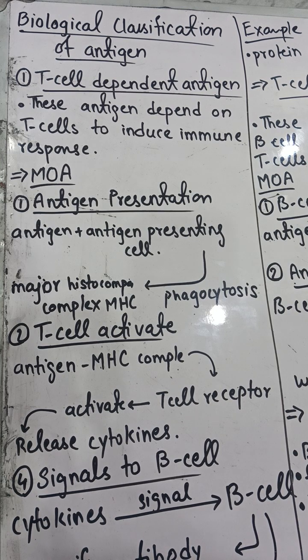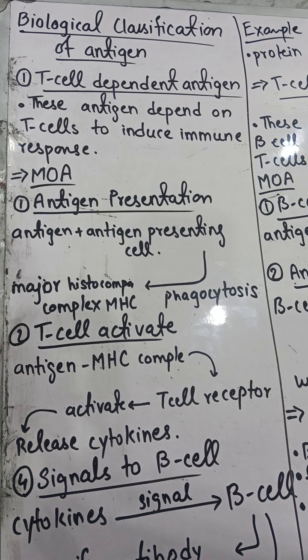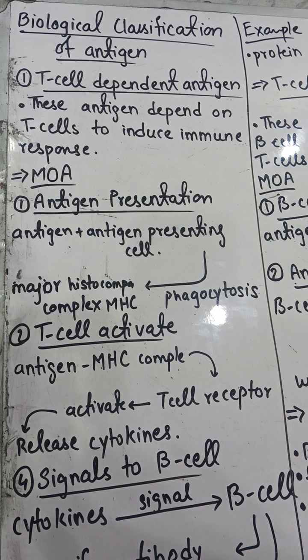So in this lecture we are going to start the classification of antigens. We have studied what an antigen is and what its types are. We have discussed the characteristics of any antigen in the previous lecture, and now we are going to study the biological classification of antigen. In the previous lecture we discussed the classification of antigen on the basis of their mechanism of action and their location. So we have studied it.